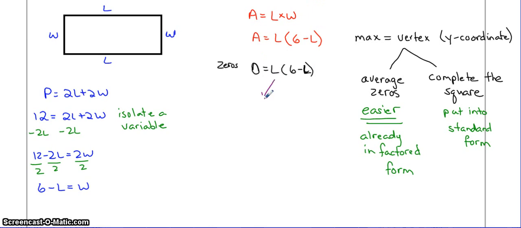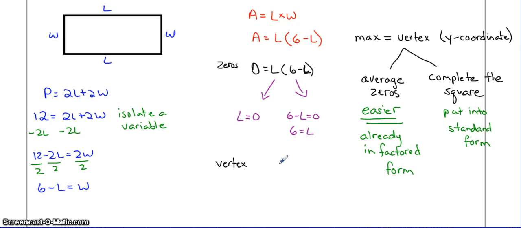So the first factor, we just have L equals 0. And the second factor, we have 6 minus L is equal to 0. And then if you add L to both sides, you get L is equal to 6. So your two zeros are 0 and 6. So to find the vertex, we now have to average them.